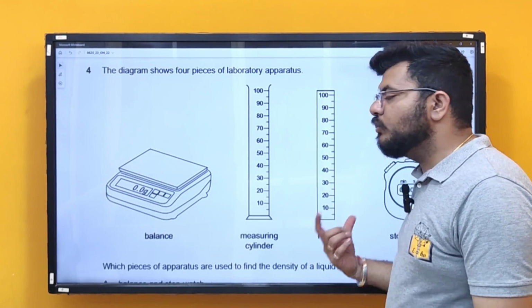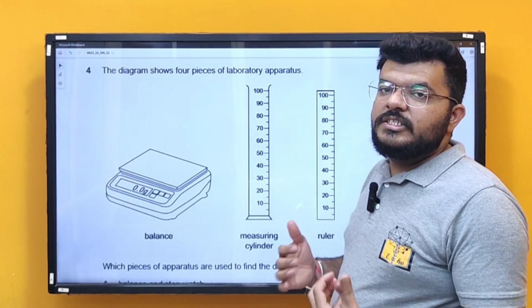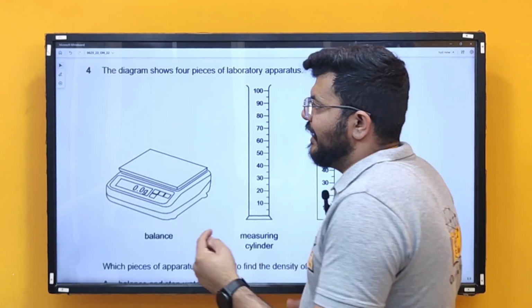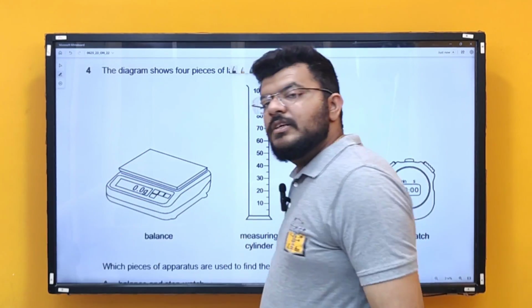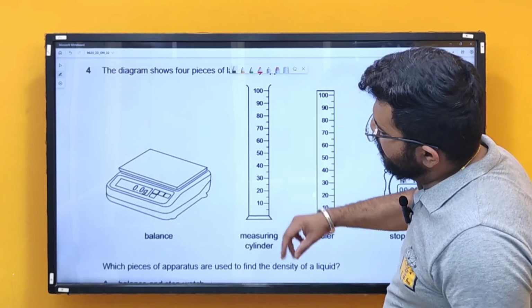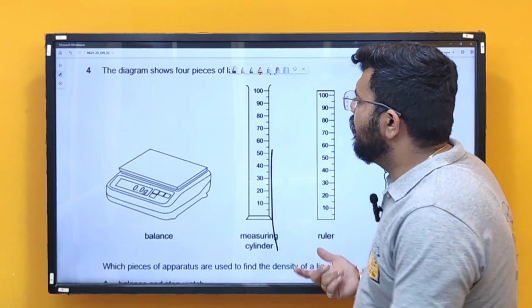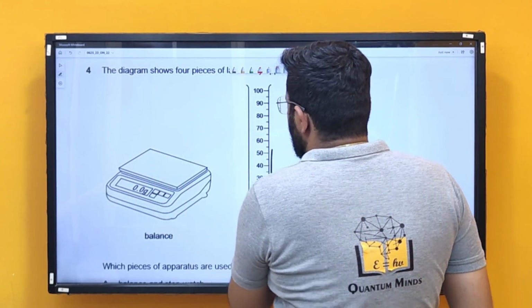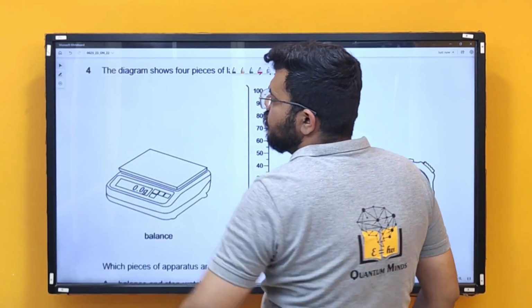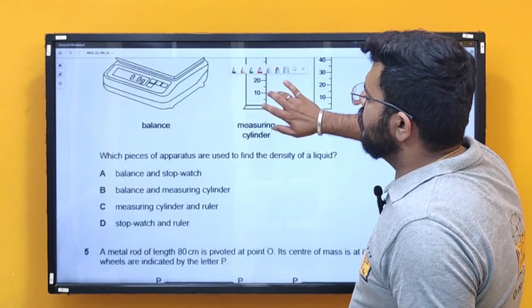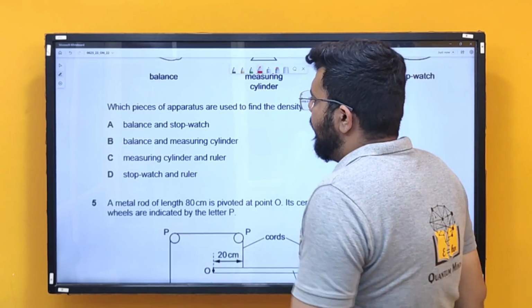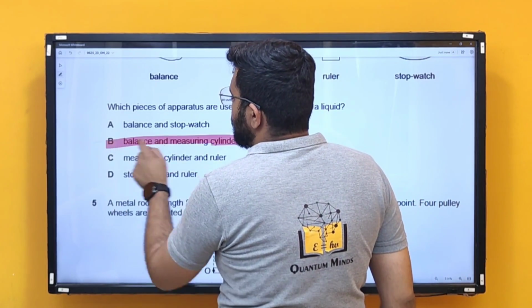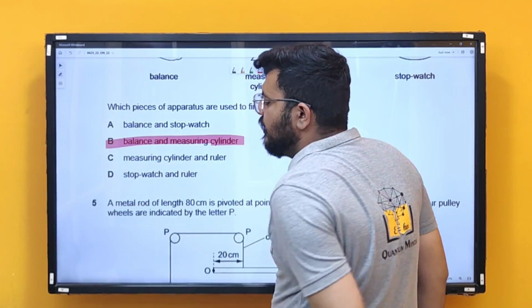Now you might think you need a ruler, because if the body is a regular shape, you might need to measure its sides. But think about it, even if it's a regular body, it can be dipped into a measuring cylinder half filled with water, right? And you can still get the same volume without even using a formula. So you need only a measuring cylinder and a balance. Balance and measuring cylinder is your answer.